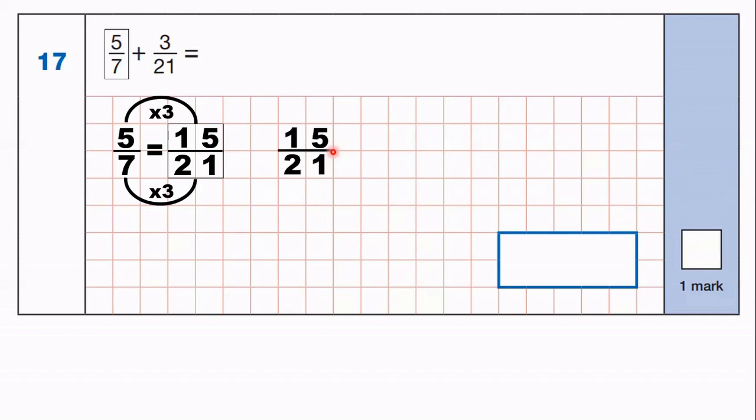So we have 15 over 21 plus 3 over 21, so now we keep the denominator at 21 and add the numerator. So our answer is 18 over 21. Now we could simplify this fraction, but we don't need to do this to get the mark, so let's just move on to the next question.